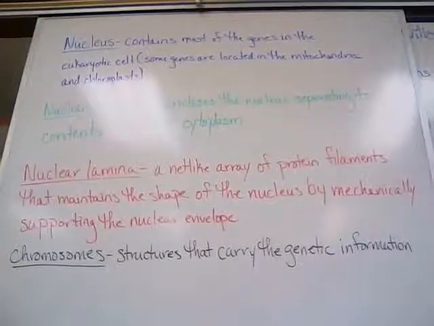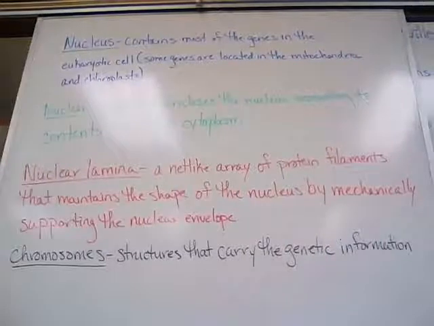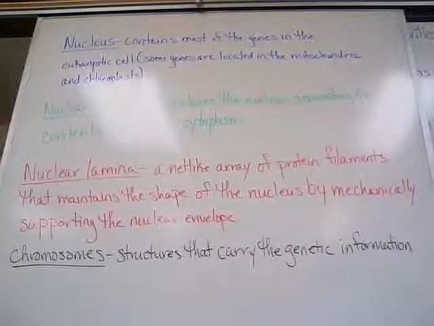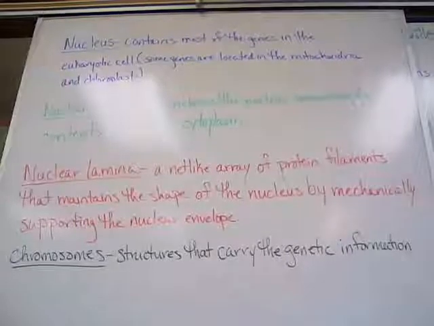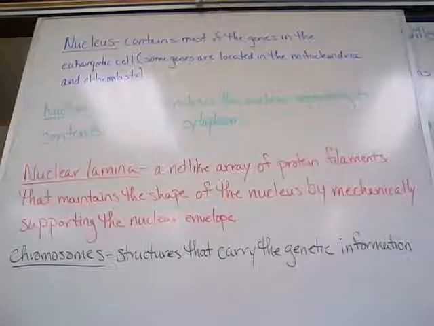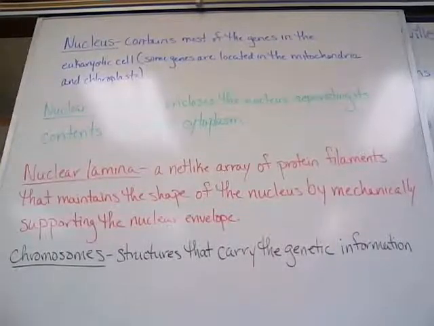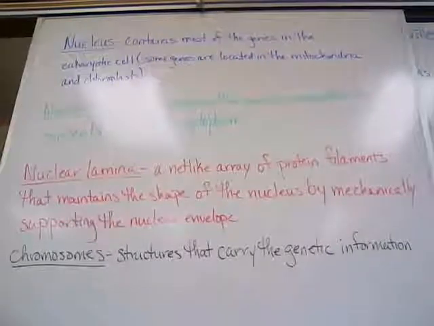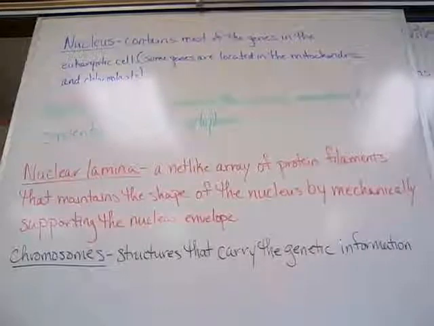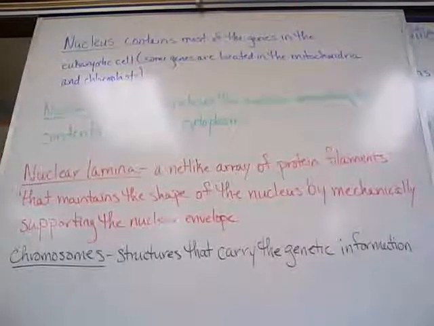Okay, we all know that the nucleus is the information central for the cell. The nucleus contains most of the genes in the eukaryotic cell. Some genes are located in mitochondria and chloroplasts. It is generally the most conspicuous organelle in a eukaryotic cell, averaging about 5 nanometers in diameter. The nuclear envelope encloses the nucleus, separating its contents from the cytoplasm.